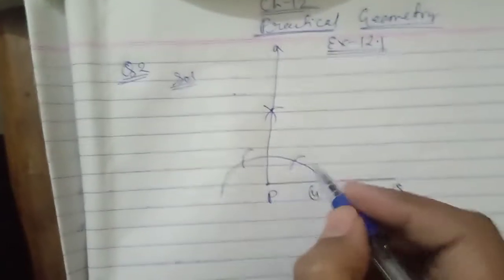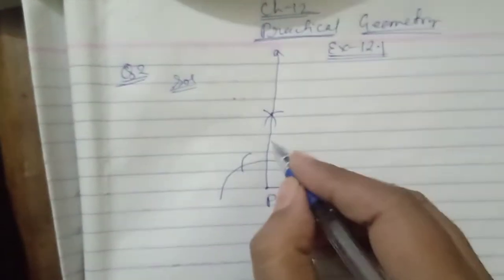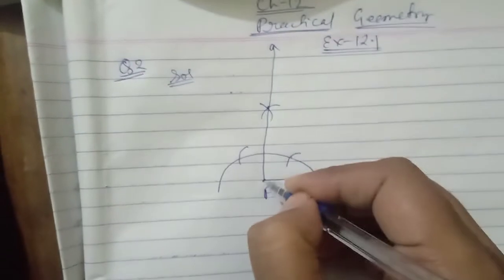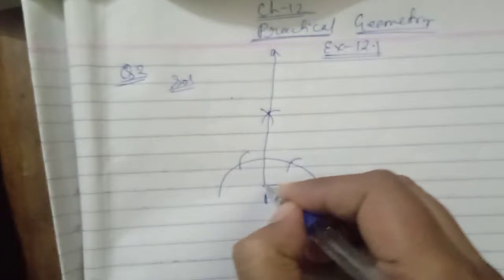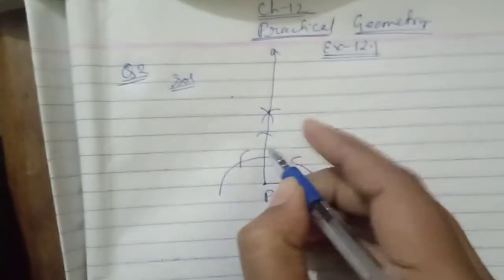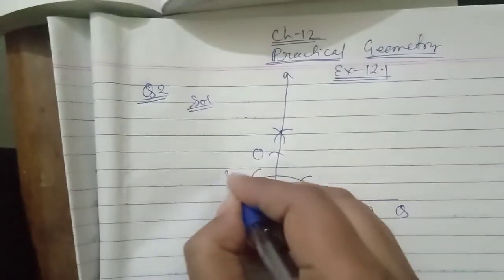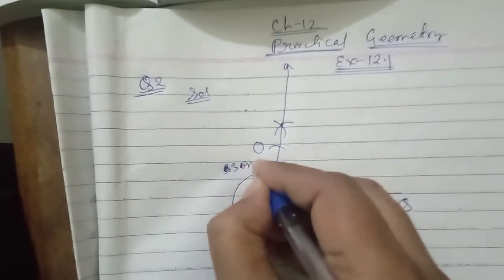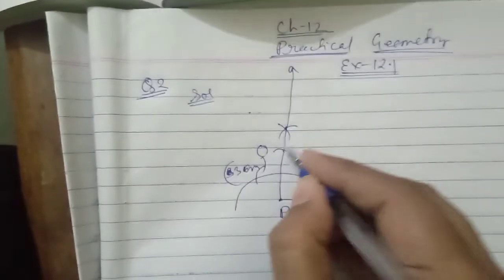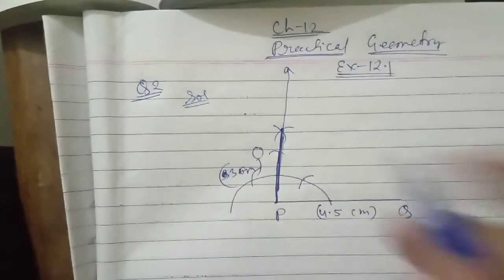After that we have to measure 3 centimeter, place the pointer here and make an intersection like this, 3 centimeter. This place is called O and the length from O to P is 3 centimeter. Suppose this part is 3 centimeter.